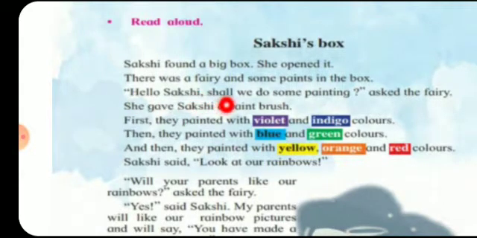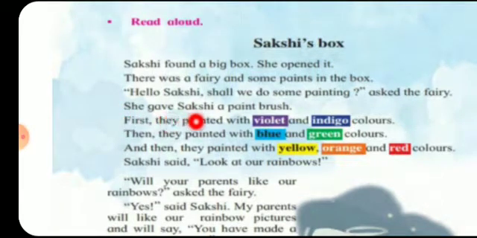Hello Sakshi, shall we do some painting? Asked the fairy. So the fairy greeted her, saying, hello Sakshi, and she said, shall we do some painting? Can you see here the question mark? This is a question. So after the completion of the sentence, a question mark is put over there. So the fairy asked, shall we do some painting? Asked the fairy. After the completion of the sentence, there is a full stop. See, the first letter is capital.